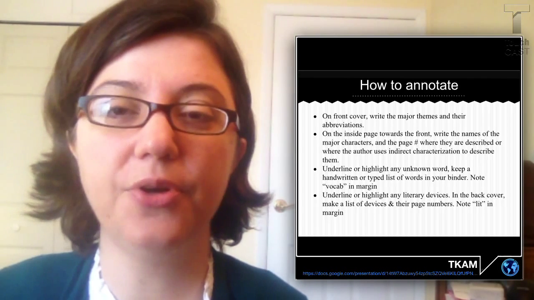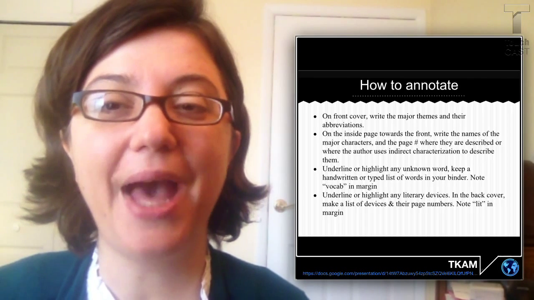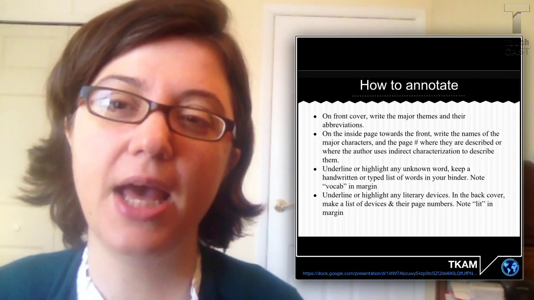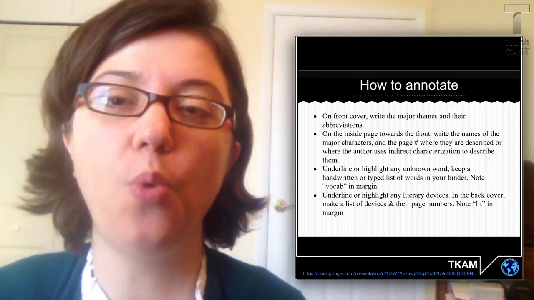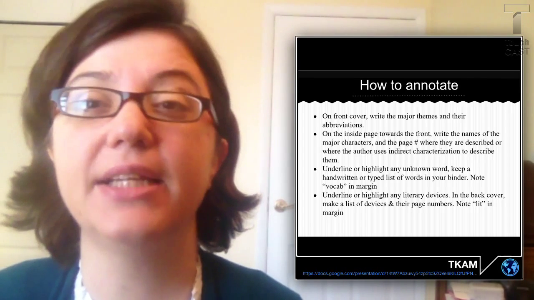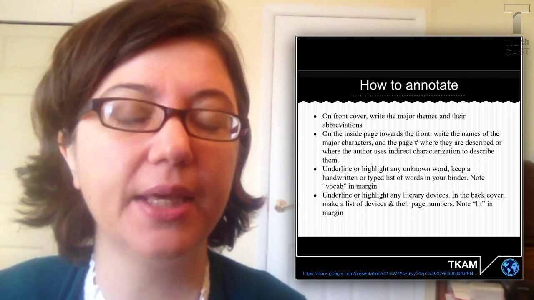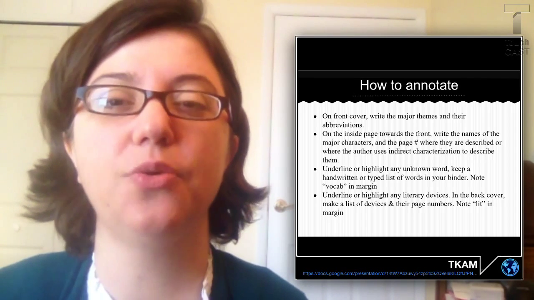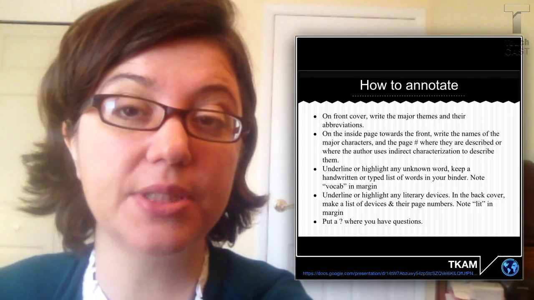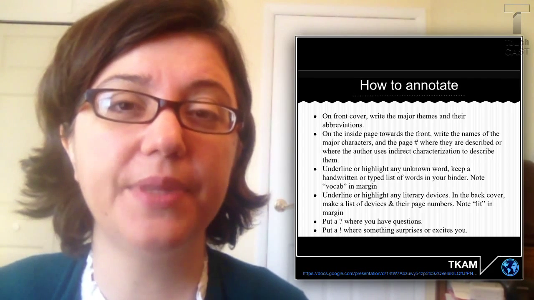The next thing is you're going to underline or highlight any literary device, and in the back cover, you'll make a list of the devices like simile and metaphor and personification, and you'll note the page number. You'll want to use the word lit in the margin. And lest I forget, because I'm noticing on the slide it doesn't mention this, when you're underlining about the character, you should probably mark something like CH for characterization or CHR. A question mark wherever it is that you have questions about plot, and an exclamation point where something surprises or excites you.